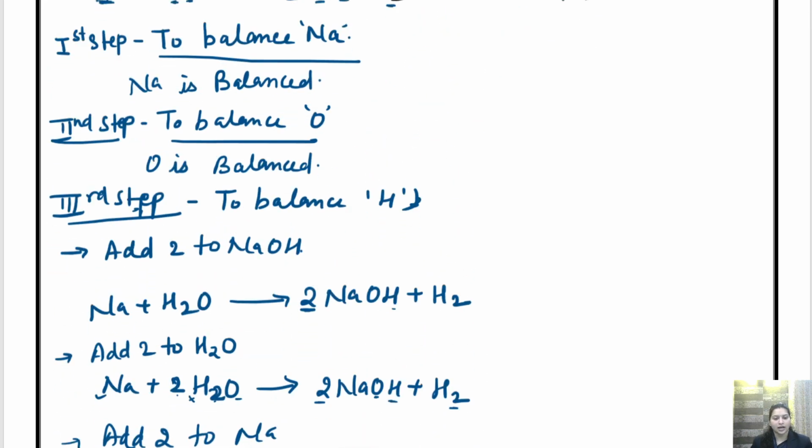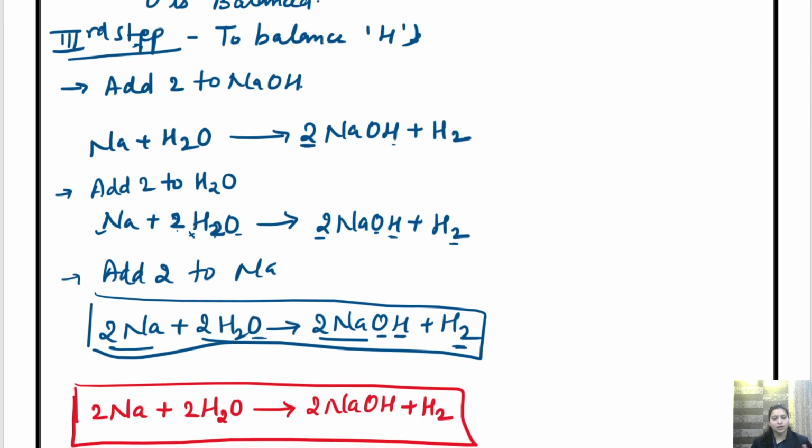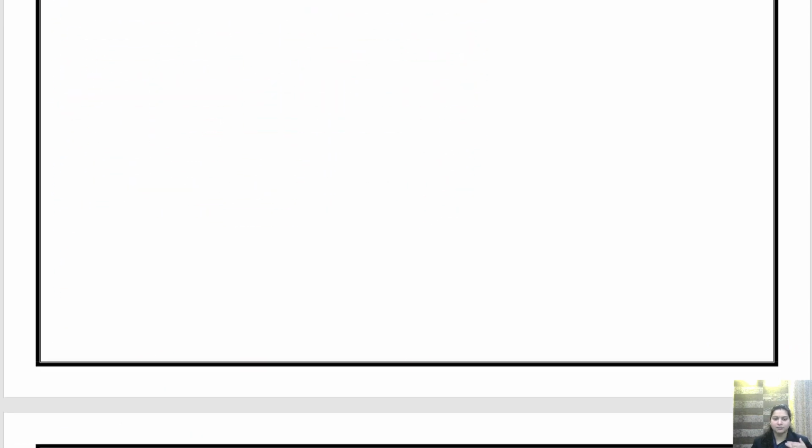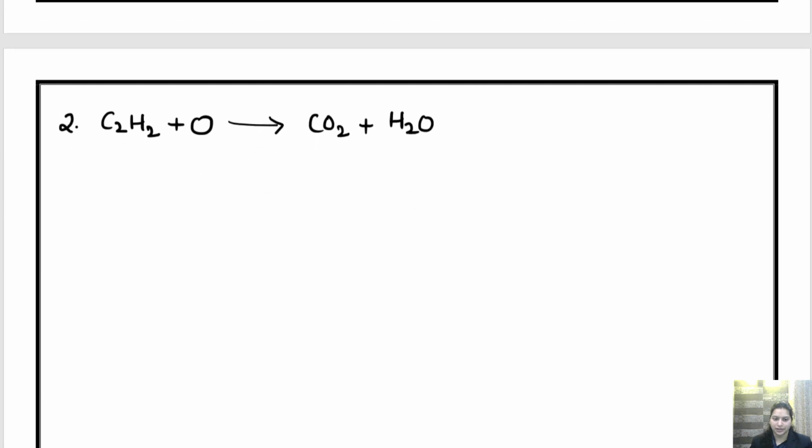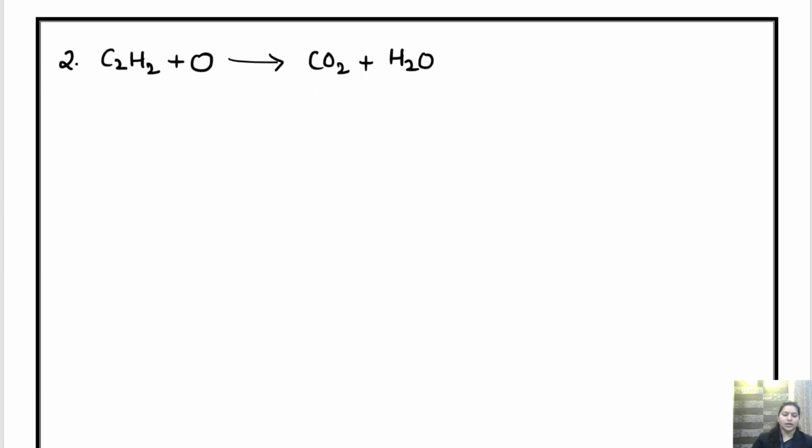Okay, अगर आपको समझ में आया तो it's okay. We are going into the next step. There also you will understand it better. Okay, so this is example number 2. C2H2 plus O will give CO2 plus H2O.